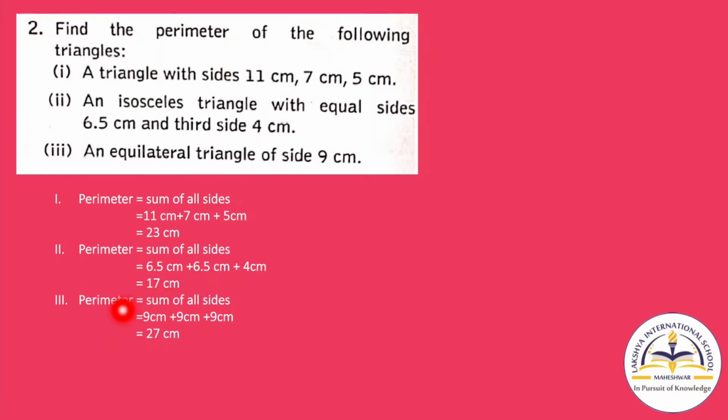Now third, an equilateral triangle of side 9 centimeter. Equilateral triangles are triangles in which all the sides are equal. So we have to write 9 plus 9 plus 9 because all the sides are equal. Therefore the answer will be 27 centimeter.